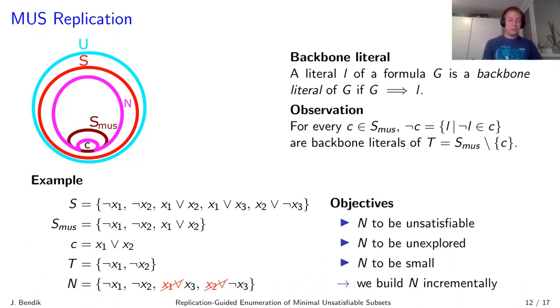For details on how we actually find such N, please refer to the paper. So we have sketched the idea how we can, based on a MUS and a similar closed clause C of the MUS, use the backbone propagation to identify a seed.